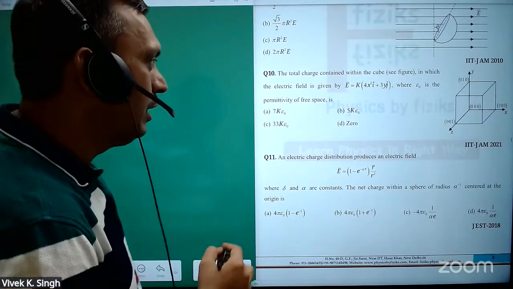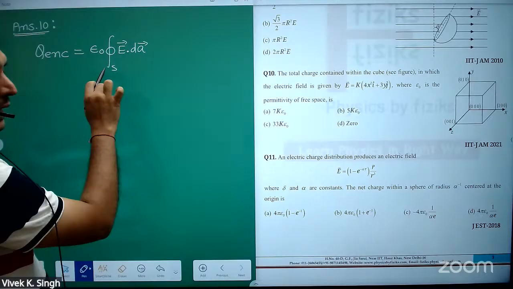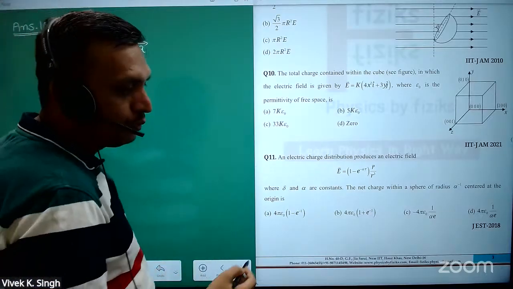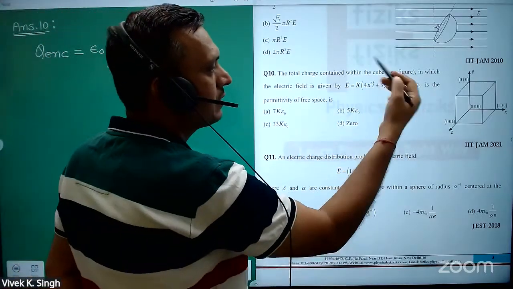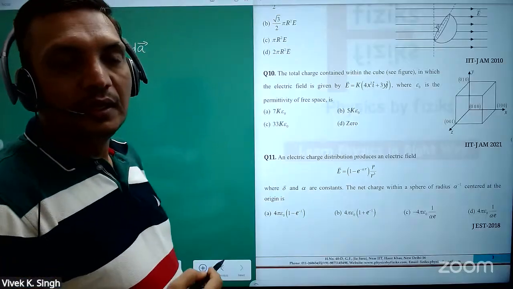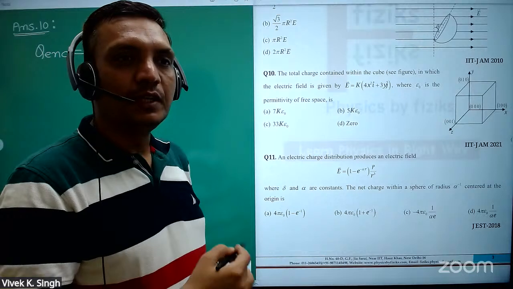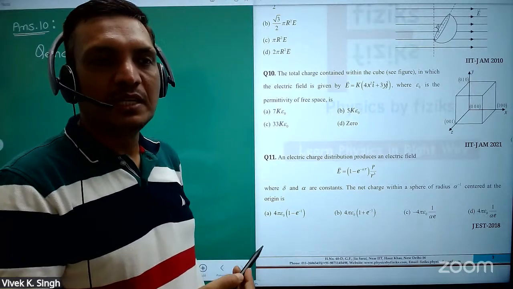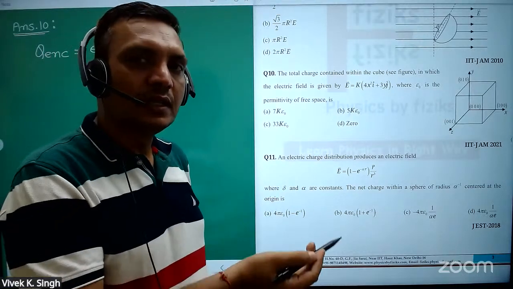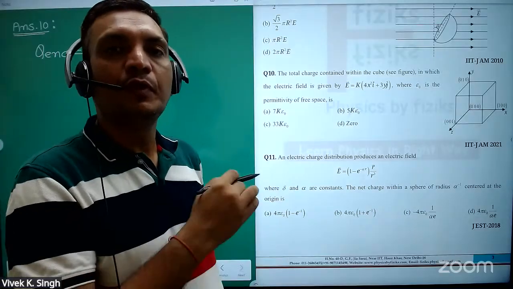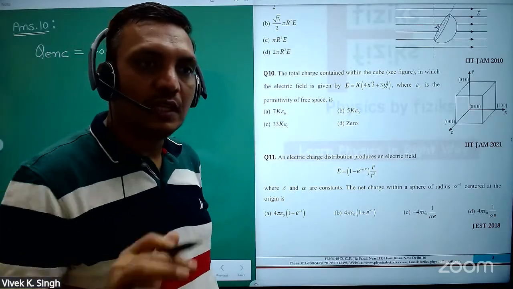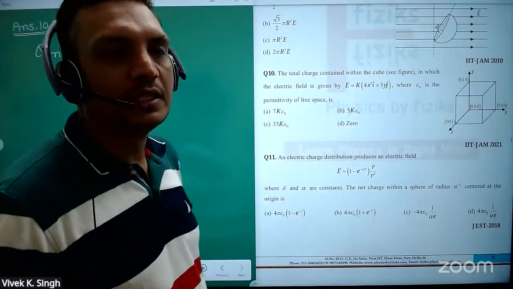So if you want to find it directly, then you have to do E dot dA on all 6 surfaces. We know from the fundamental theorem of divergence that whenever you have to find a closed surface integral, you can convert this into a volume integral. That will simplify your calculation. So always see how you can simplify your calculation.